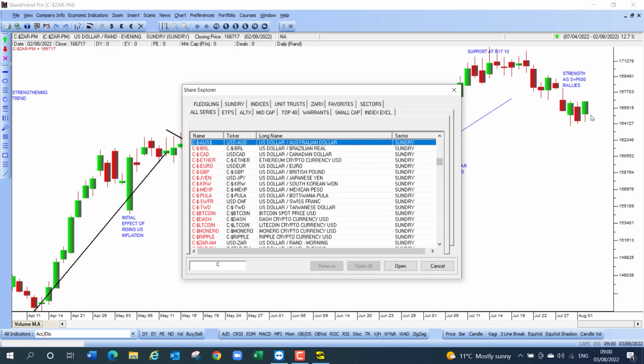dollar-euro chart. Where is it? There it is. No, I want actually the dollar-euro.